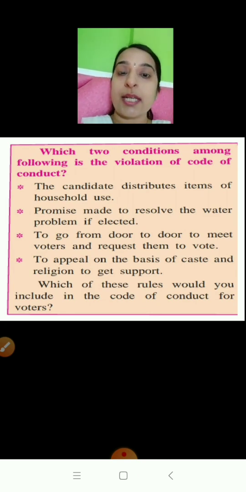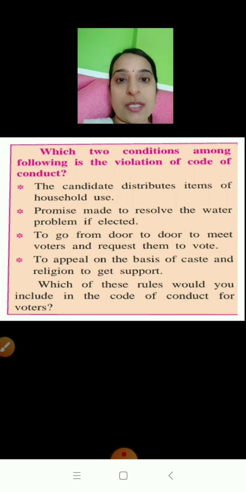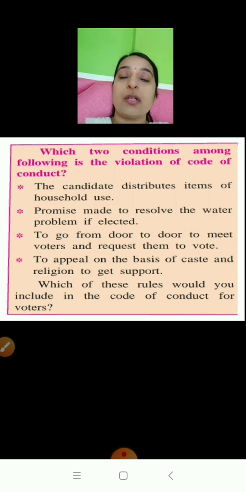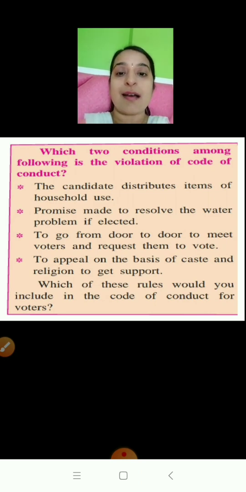Now children, during the election campaign, you might have observed, right, these things happen, that is they come door to door and they request the voters to vote. Okay, to appeal on the basis of caste and religion, that is you are trying to create communalism and all these type of things. You are trying to lure the people through caste and religion to get the support.